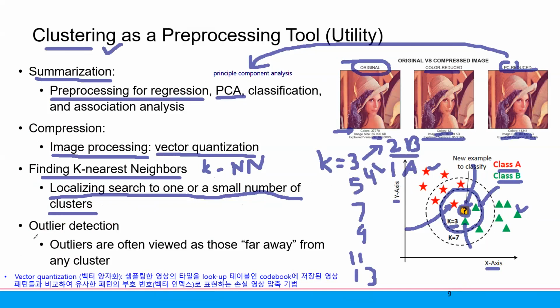We can use clustering for outlier detection. The outliers are often viewed as those far away from any cluster.